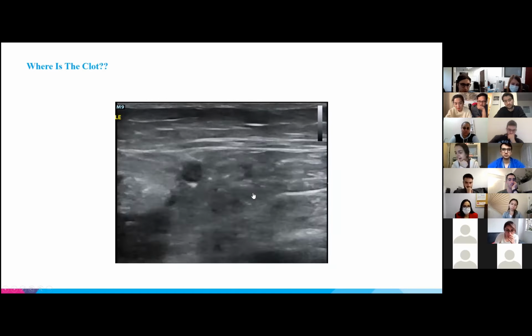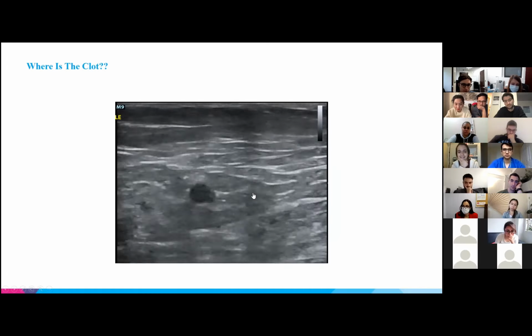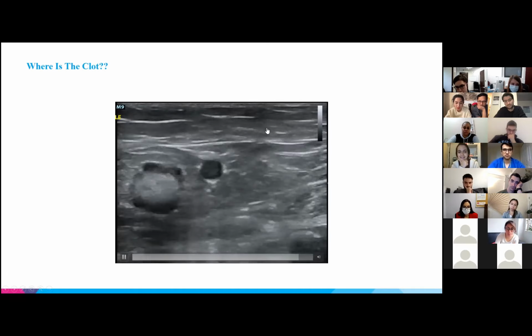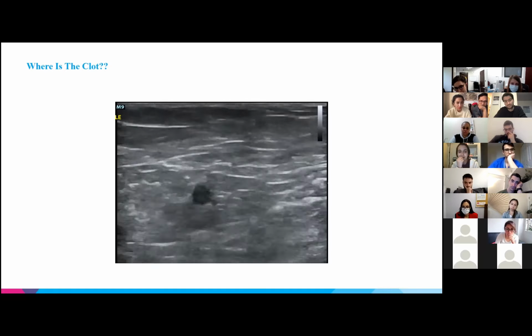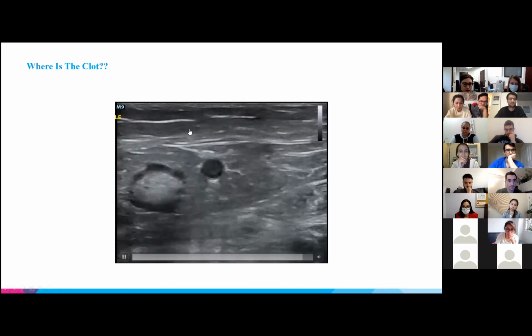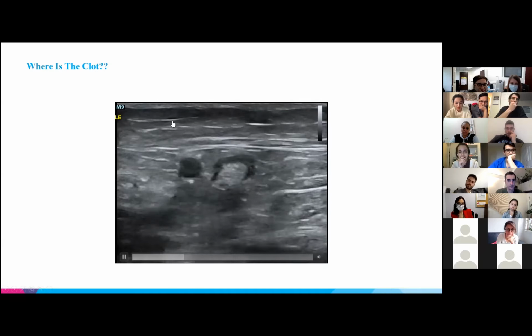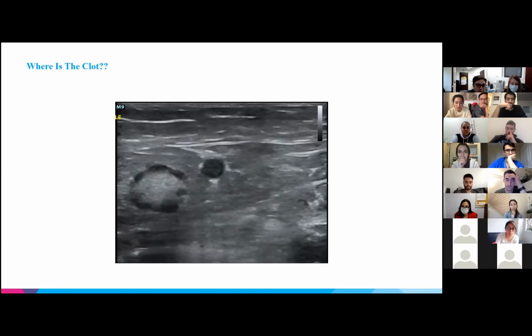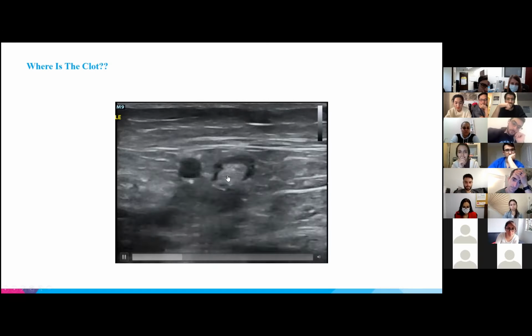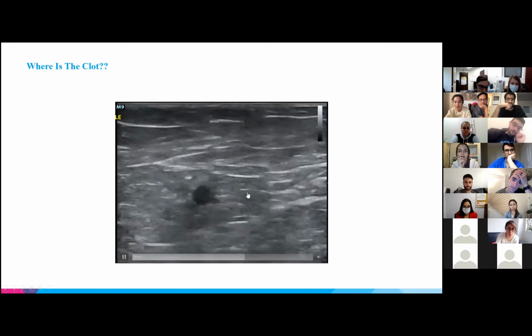What do you guys think? So do we see a clot? So this was a DVT study that we had done recently during an ultrasound elective. And actually, this is a trick question. There's no clot here. These are lymph nodes that are coming into view.